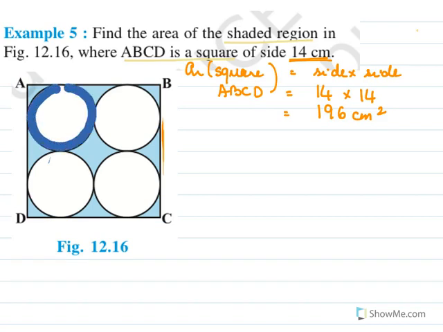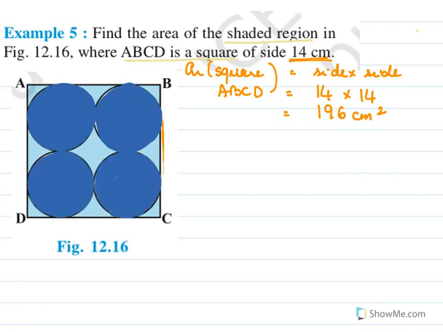Now next we need to find the area of the circles. So you have these 4 circles. We have to find the area of these 4 circles. However, to find the area of a circle, you must always know its radius. Now the radius of the circle is not given, but it's given to us that the side is 14. And if you look, the side is made up of one diameter and another diameter.